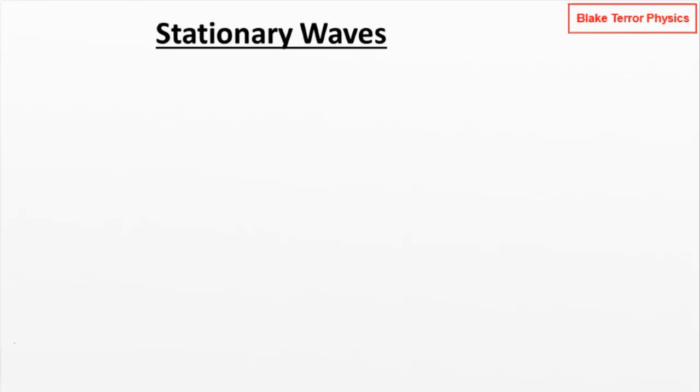So we've had a disturbance. That disturbance is an oscillation that then propagates through space. It transfers energy, but it doesn't transfer matter. Now in stationary waves it's different, because we're not getting that transfer of energy. We're getting energy trapped in space.